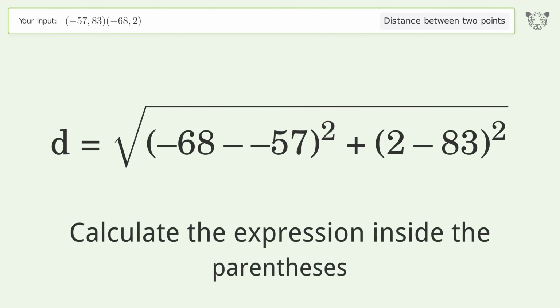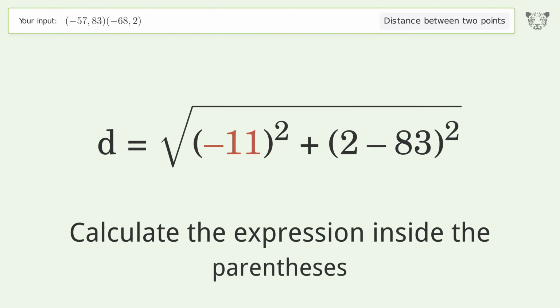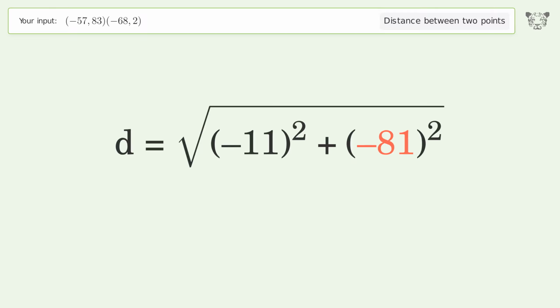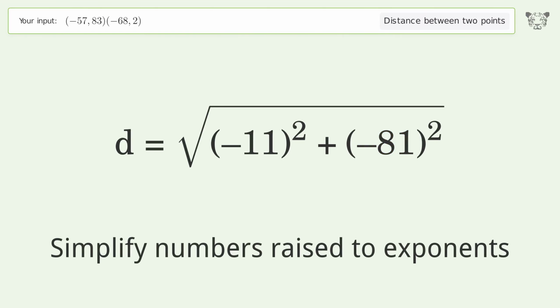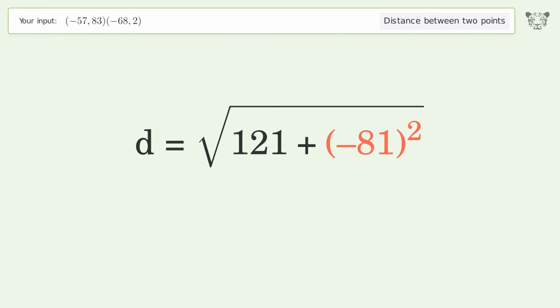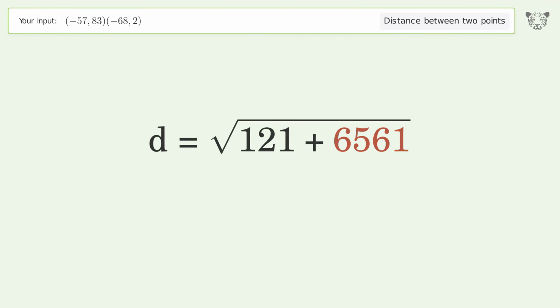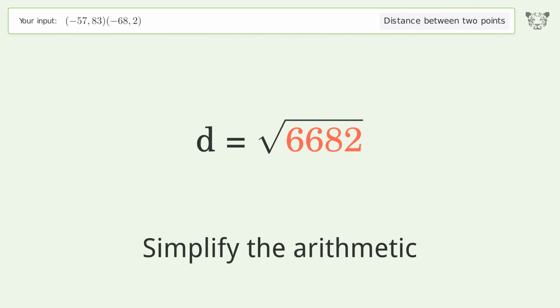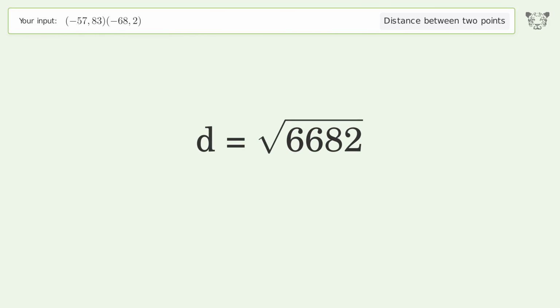Calculate the expression inside the parentheses. Simplify numbers raised to exponents. Simplify the arithmetic. And so the distance between the 2 points is the square root of 6,682 or 81.744.